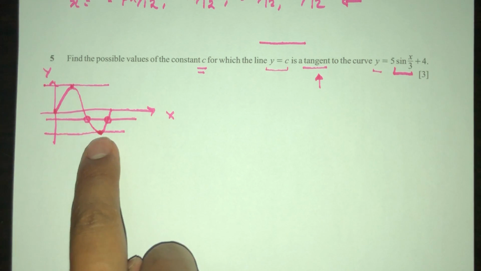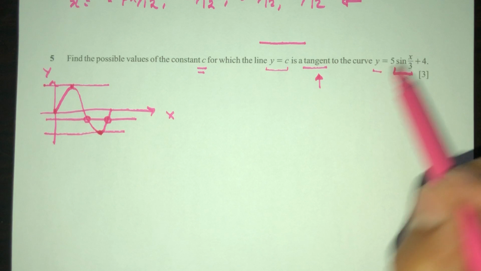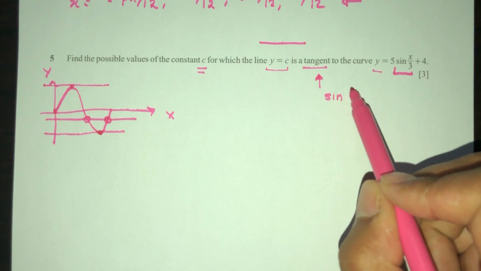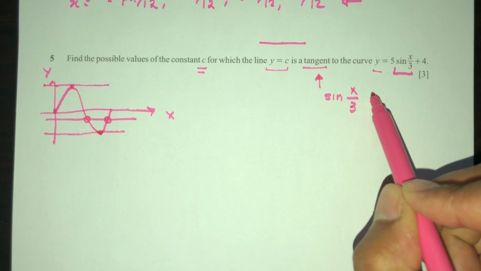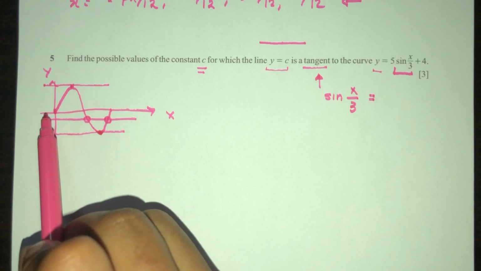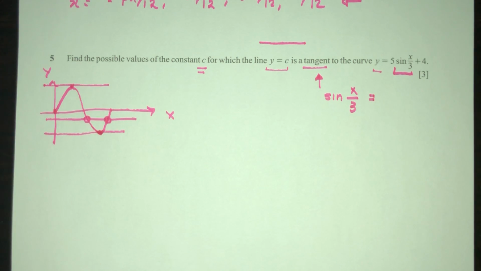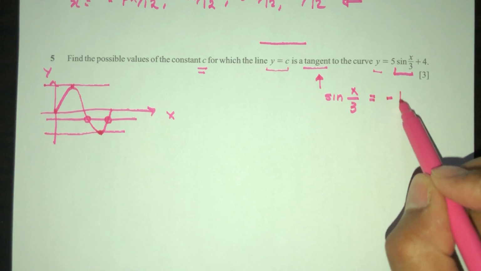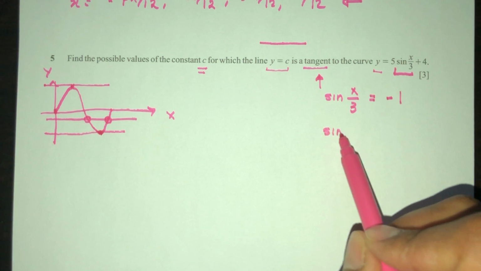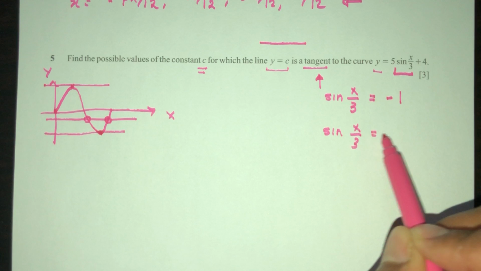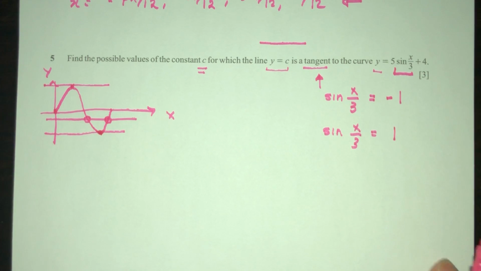Now these places happen when sine is equal to... so now we have to use our knowledge. What is the minimum value of this curve? As we have seen before, it will be -1. And what is the maximum value of this curve? It will be 1. So basically we have to find that value whenever it is this or this.